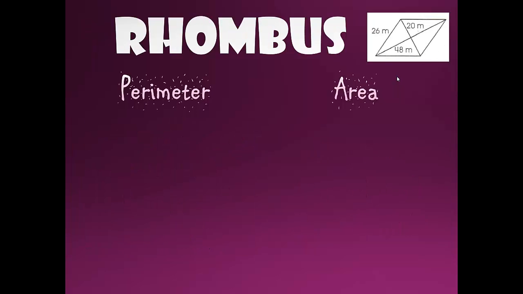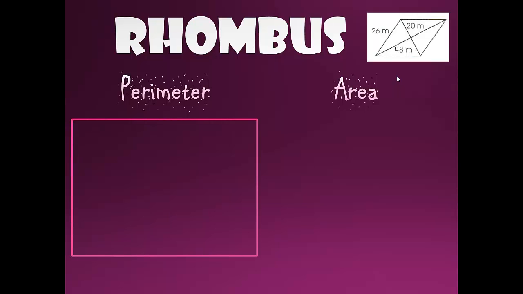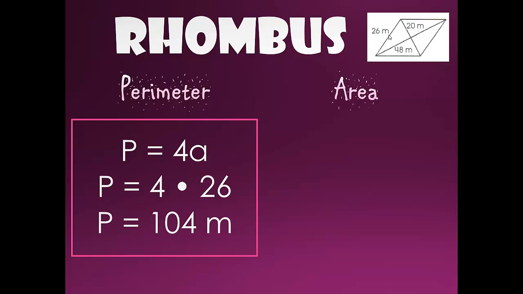Next, we're going to find the perimeter and area of a rhombus. First, for the perimeter, our formula is P equals 4A, where A equals the side length. For our rhombus, the length of each side is 26 meters. So we're going to have P equals 4 times 26, and 4 times 26 is 104. So our perimeter is equal to 104 meters.